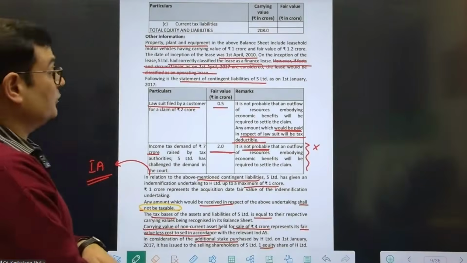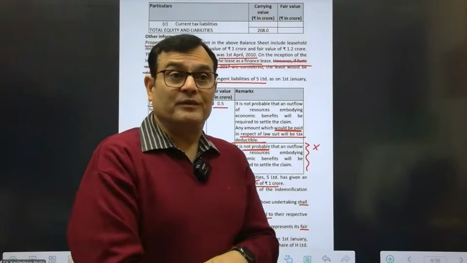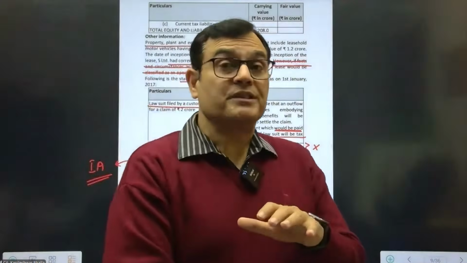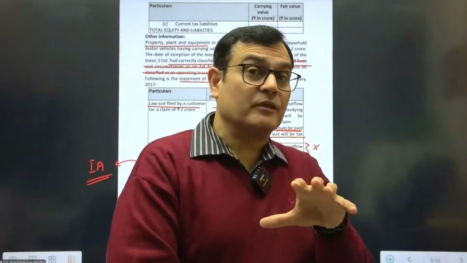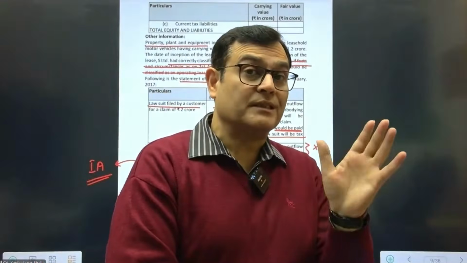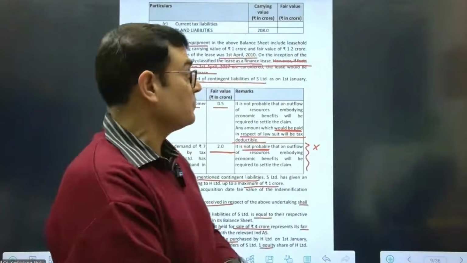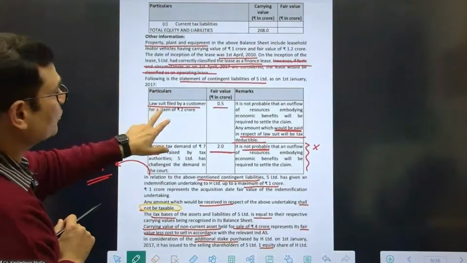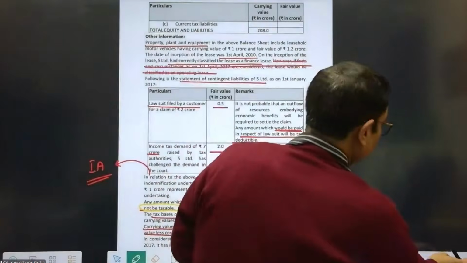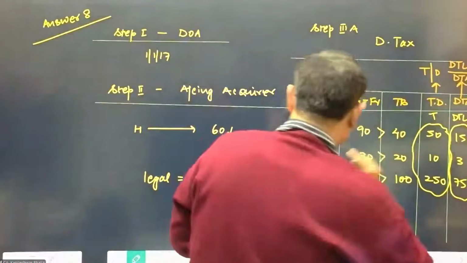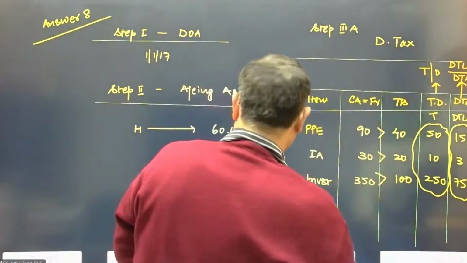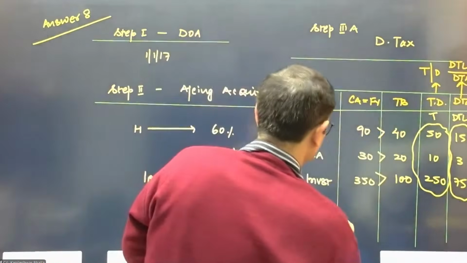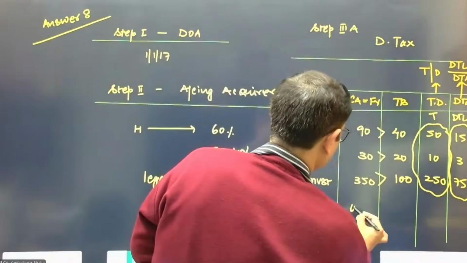Okay, so let me tell you, of course not. When you're considering the calculations of deferred tax, we are considering all the assets and liabilities, and this is the amount of tax itself. So this will not lead to any deferred tax implications. So we're going to consider only this 0.5, which is the contingent liability. So we take care of the contingent liability. So fair value is 0.5.